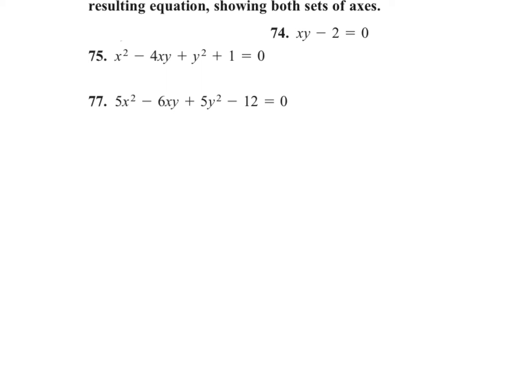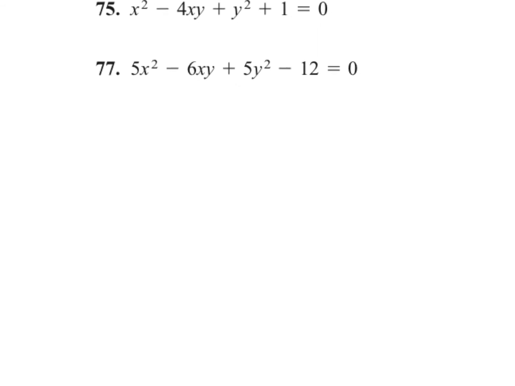So if you look at 77, the first thing that we want to do is identify the A and the C and the B so that we can figure out what the angle is, right? So what's A? 5. B? Negative 6. C? 5. A is in front of the x squared, B is in front of the xy, C is in front of the y squared.